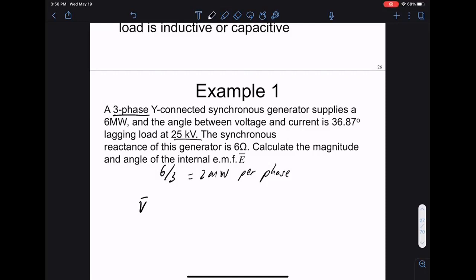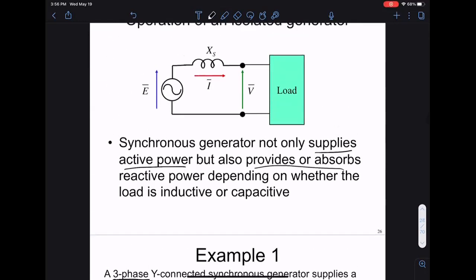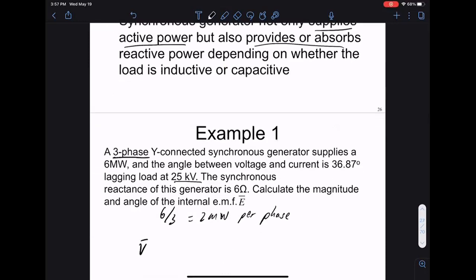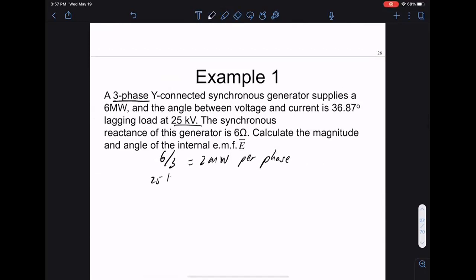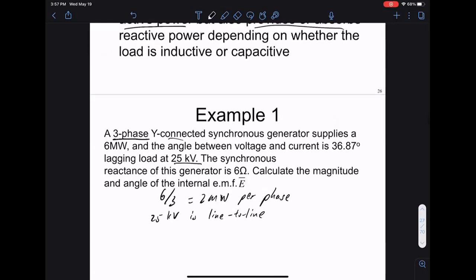But what voltage is this? When you see 25 kV, can I directly plug 25 into the terminal voltage? It should be line to line, right? So the thing to remember is this 25 is line to line. But this is a Y-connected generator, and we're looking at per-phase calculations. So the actual voltage for us is 25 kV divided by √3, which is 14.43 kV.